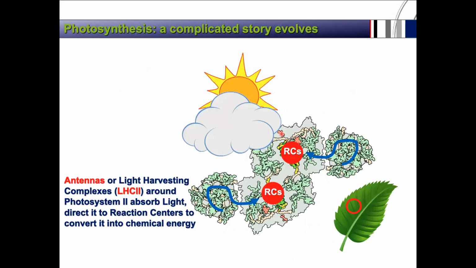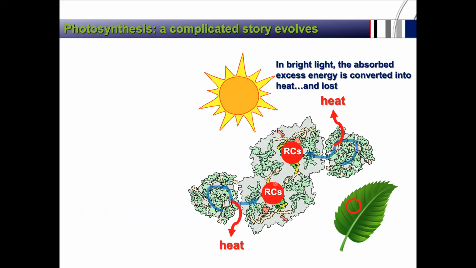In photosynthesis, a small introduction: in a complicated story, antennas or light harvesting complexes around photosystem 2, as you can see here, absorb sunlight under normal light conditions and direct it to the reaction centers of photosystem 2 to be converted into chemical energy. However, in bright light, the absorbed excess energy is not reaching the reaction centers in order for them to be protected, and it is dissipated as heat and lost.